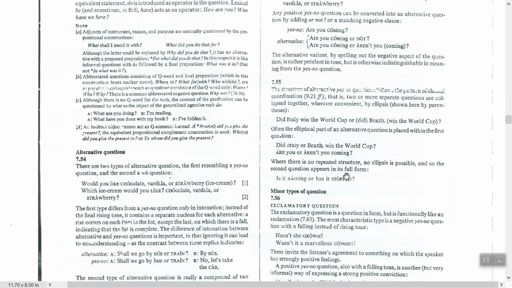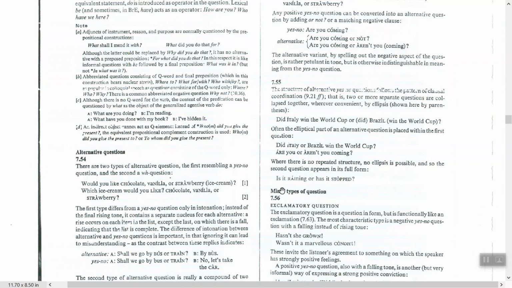But when there is no repeated structure, no ellipsis is possible. Ellipsis here is impossible, because the structures are different. For example, you say, "Is it raining or has it stopped?" Are they the same here or different? Yes, they are different. So we cannot apply this pattern of clausal coordination. Why? Because these two structures are different.